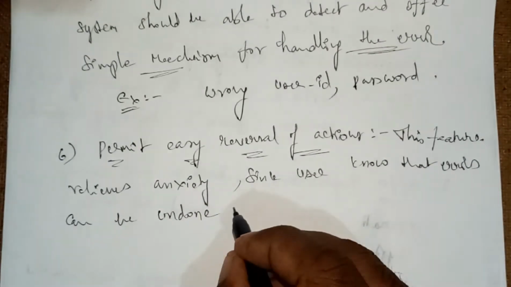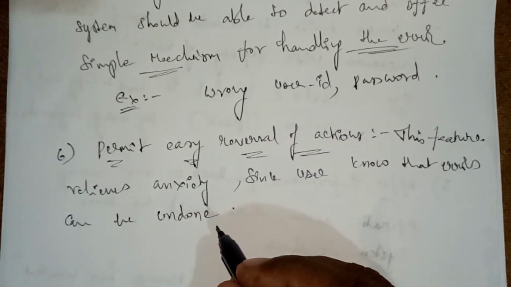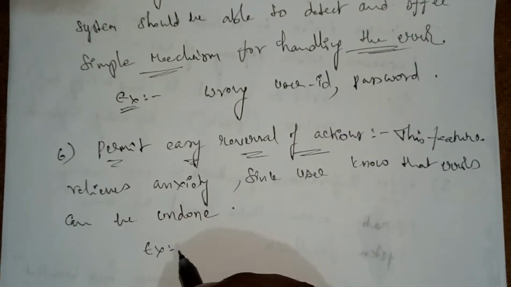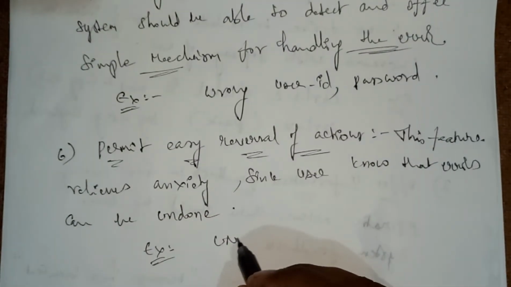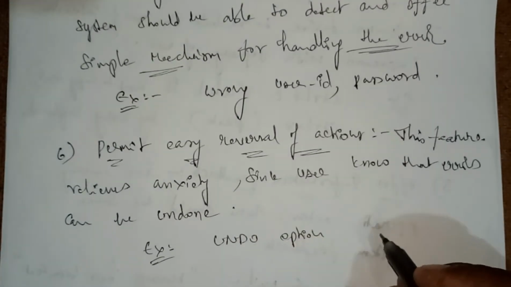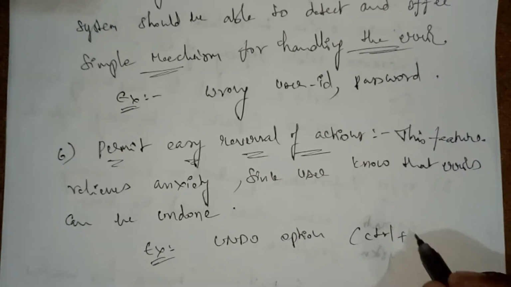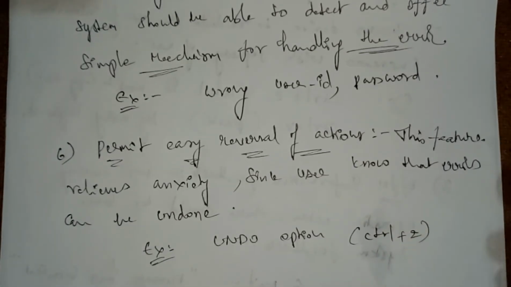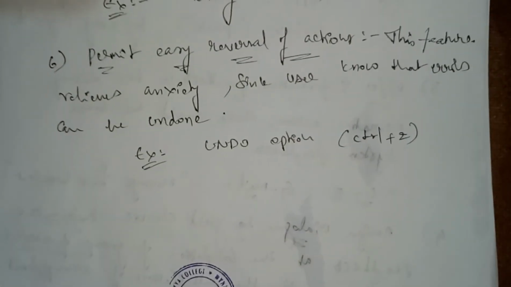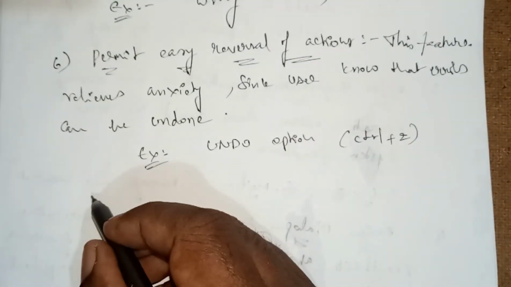Errors can be undone, so easy reversal actions encourage exploration of unfamiliar options. For example, take an undo option, where the shortcut key is Control plus Z. If you have made any mistake and press Control plus Z, it goes back to the previous option, like the previous word.